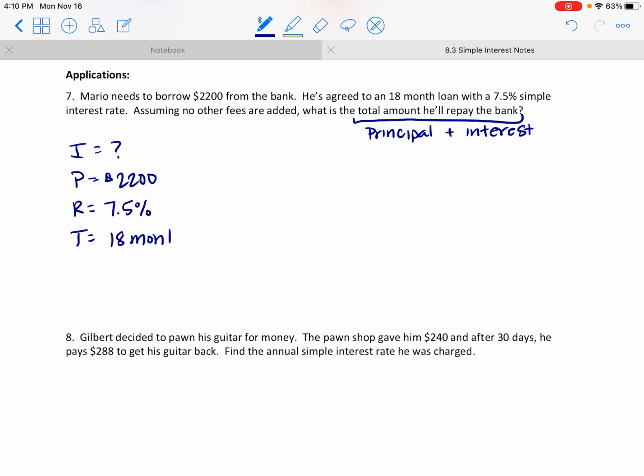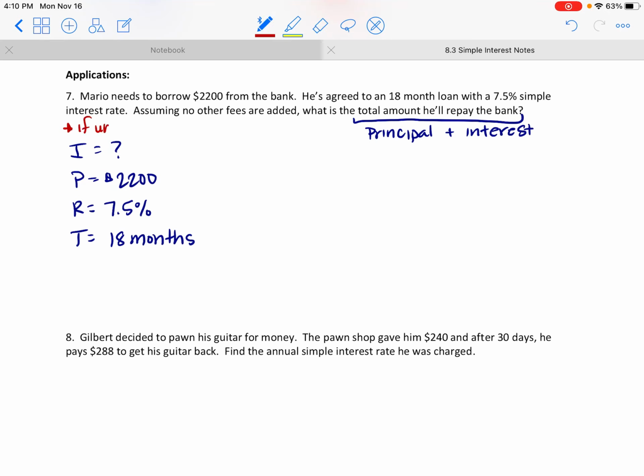Now, there's something missing. Well, it appears to be missing, but there's something we have to understand. When you're given a simple interest rate, if the units aren't given, so if it doesn't say that it's per month or per year or whatever, it's implied that it is a yearly simple interest rate. So when units aren't given, it's yearly. Okay, so in simple interest it is yearly if units aren't given.